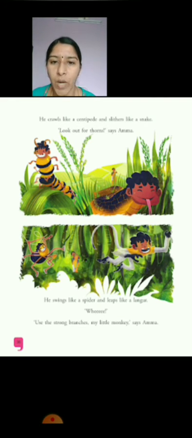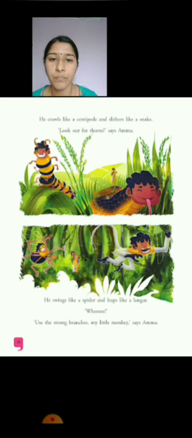Okay, I'll read this one more time. He crawls like a centipede and slithers like a snake. Look out for thorns, says Amma. He swings like a spider and leaps like a langur. Wee! Use the strong branches, my little monkey, says Amma.